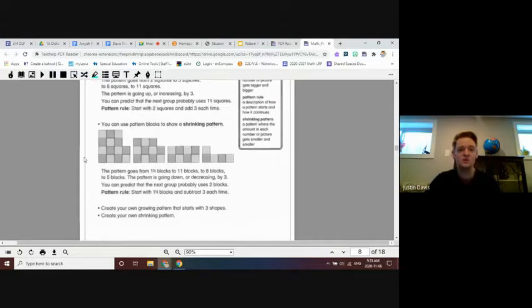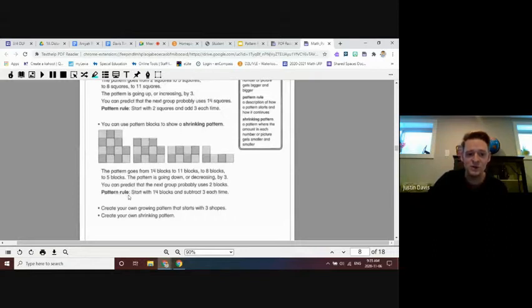So in the same way, you could use pattern blocks to show a shrinking pattern, a pattern that gets smaller. This pattern goes from 14 to 11 to 8 to 5. This pattern is going down or decreasing by 3. And you could predict that the next pattern would probably be only 2 blocks because 5 minus 3 is 2. So the pattern rule would be start with 14 and subtract 3 each time.